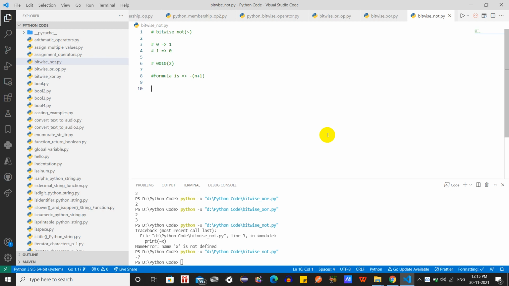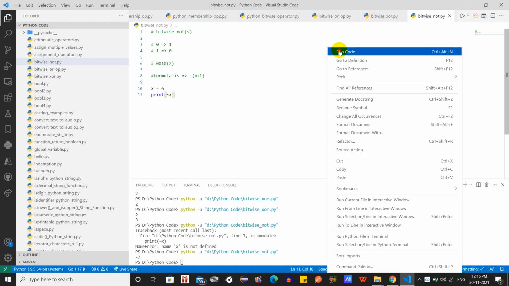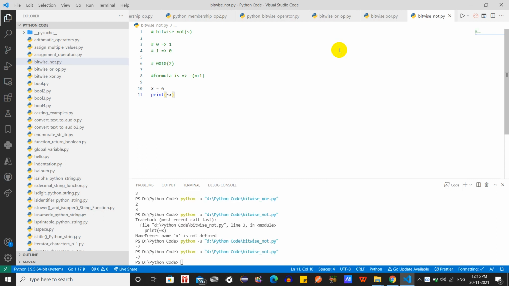Like this, suppose x equals 6. Then print the negation of x, and it returns minus 7. See, minus 7. If you follow this formula, it returns minus 5. Means whatever the data, you add 1 to that data. Then it returns that particular number in the minus form. The numerical value which is returned is generally in the minus form.